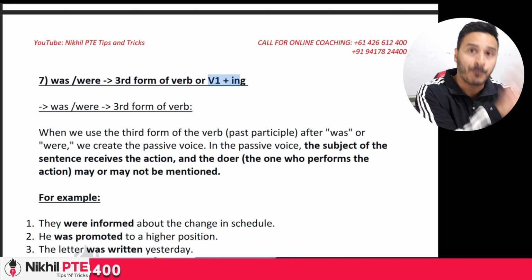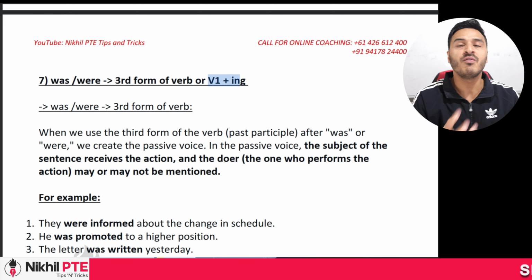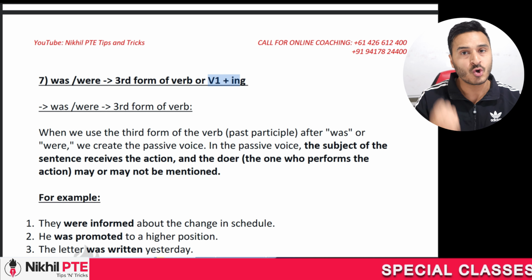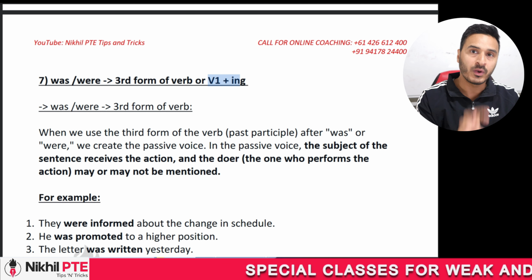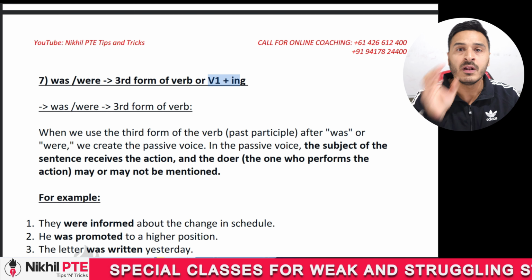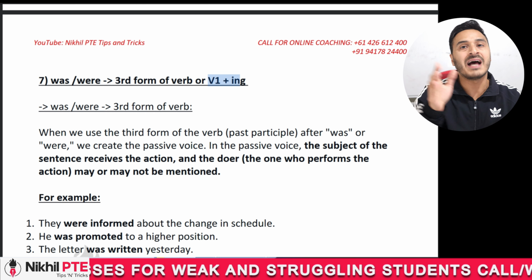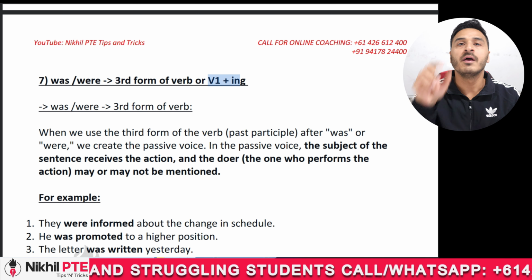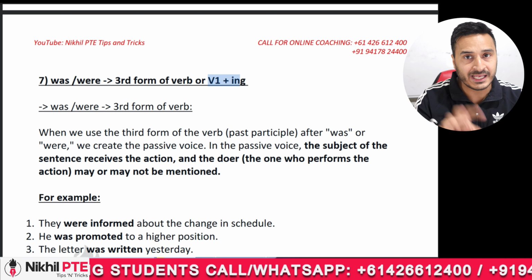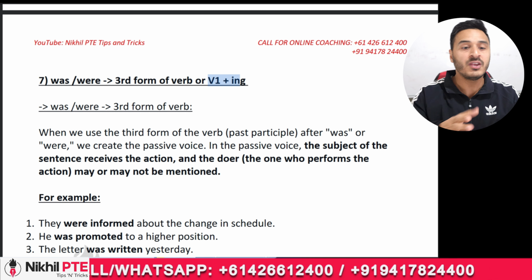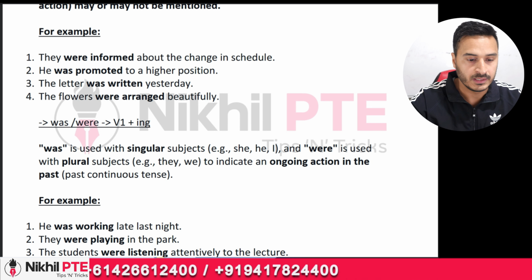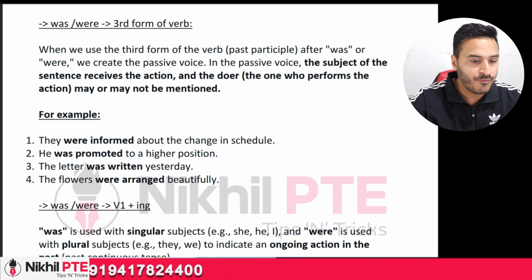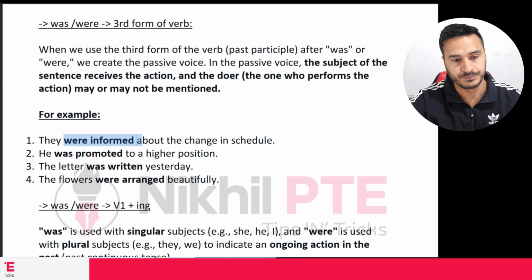That is for the present continuous tense. Here we will talk about past continuous tense, in which you can use was for the singular, were for the plural, plus ing along with first form of verb. But in the case of passive, then you can use third form. See, check this example. They were informed.